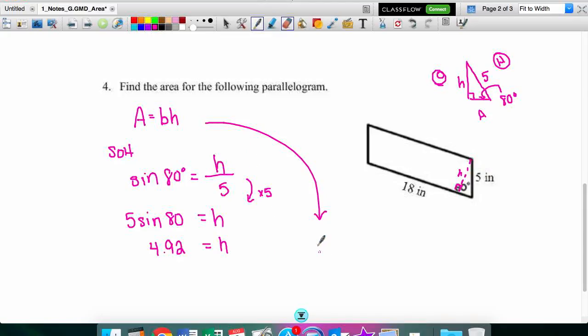Now we have our height, we have our base 18, we're ready to plug into our area formula. And the area is base 18 times our height, 4.92. Calculating, I've got 88.56. And as always, your area should be a square unit. So for this particular problem, we have inches squared.